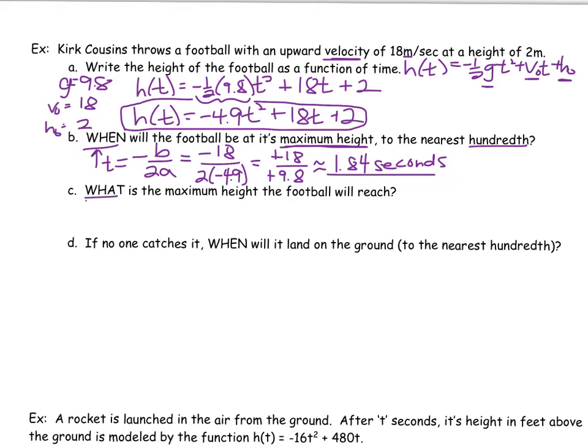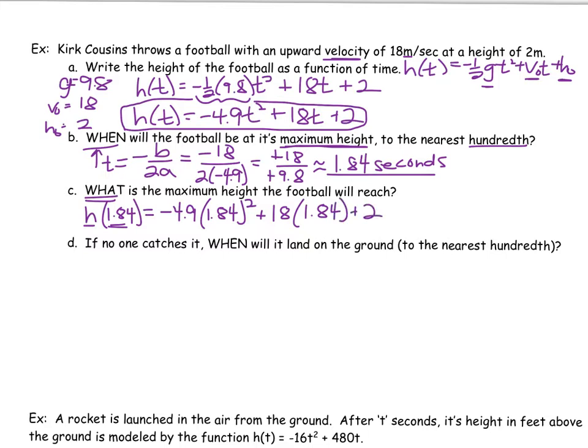If it says what is the maximum height, then we have to plug t back in. So you're definitely going to want a calculator for this one. So if we're saying what is the maximum height, then h, and in parentheses we'd write 1.84 because that's what t equals. That's height at that time. Negative 4.9 times 1.84 squared. Can you see why a calculator will be helpful on this? I can. Plus 18 times t, or 18 times 1.84, plus 2.